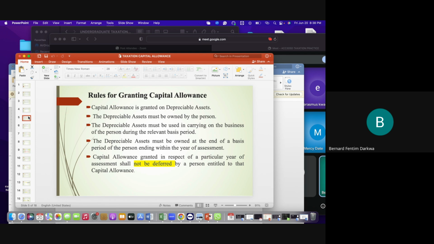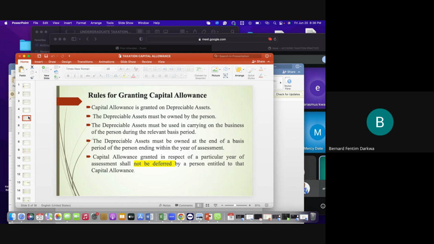So if you have an asset, let's assume a motor vehicle, and at the beginning of the year something broke or the car spoiled, and you didn't fix it, so you have parked it the whole year. That car didn't serve anything in the company, not even for distribution. In that case, the law is that you cannot be granted capital allowance. Capital allowance cannot be granted on assets that are not used in making the product or generating income.